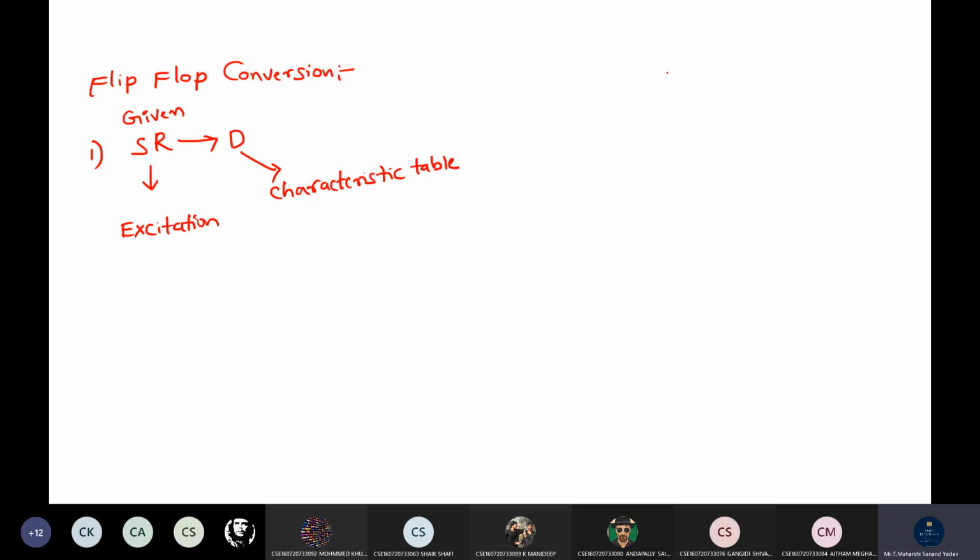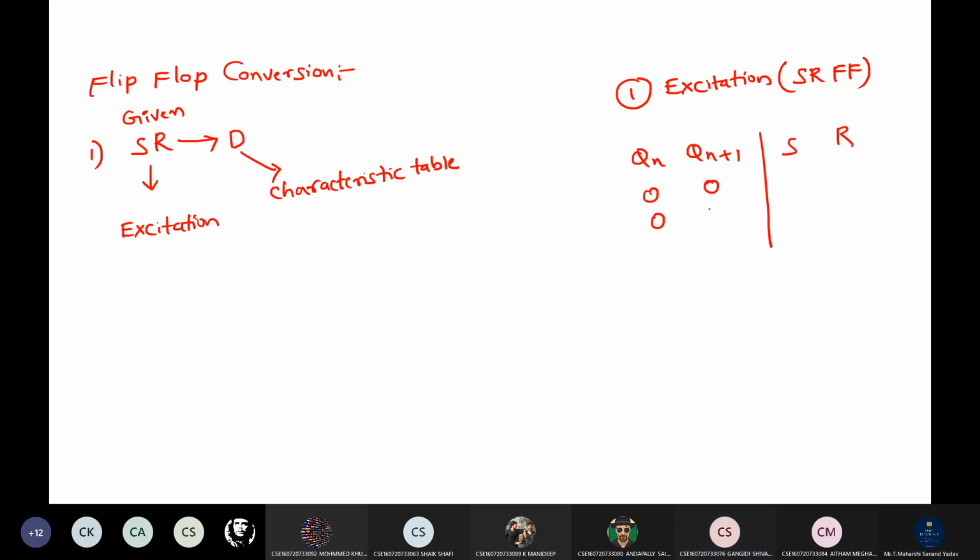Tell me the excitation table of SR. You need to remember this. It gives the relation between Qn, Qn plus 1, and S, R. What are the outputs? Correct. The excitation table of the SR flip-flop is done. Next, what is the characteristic table?